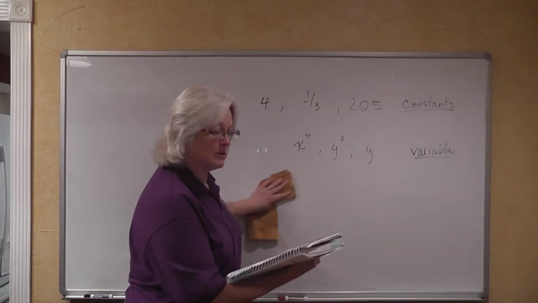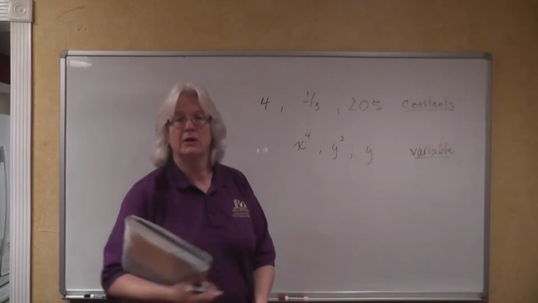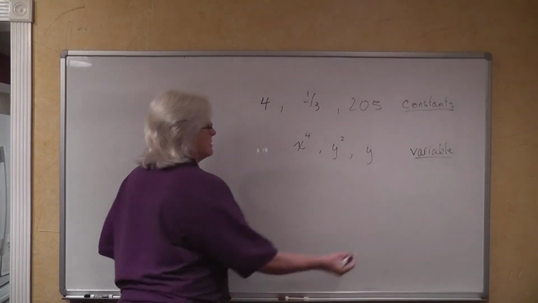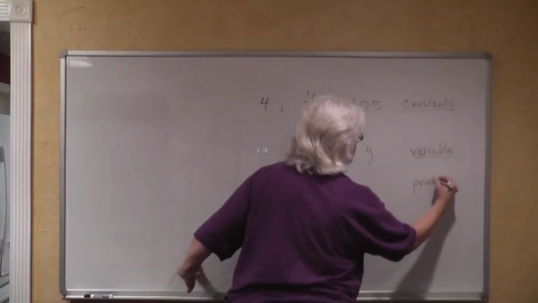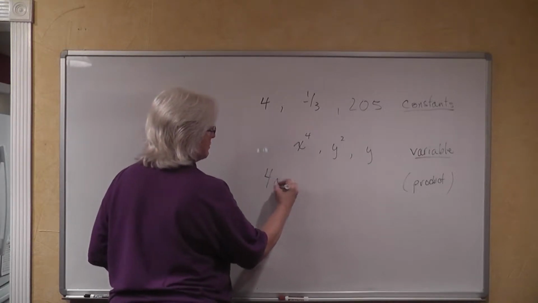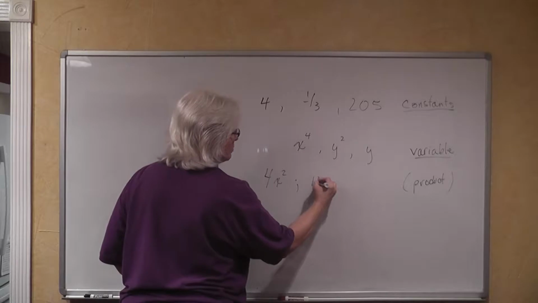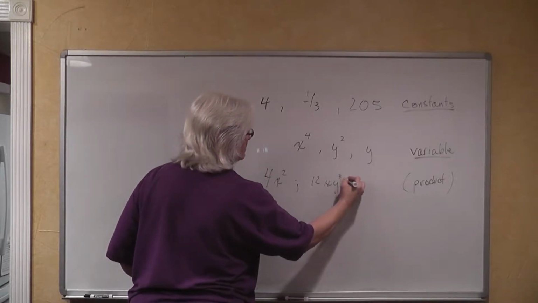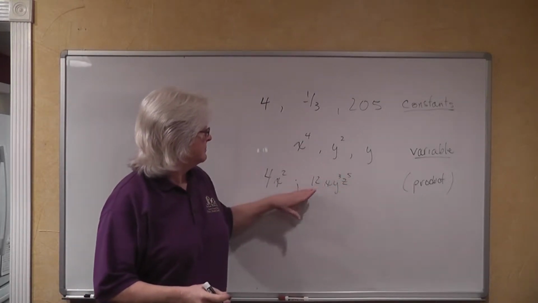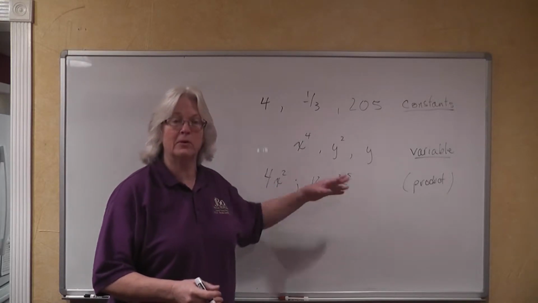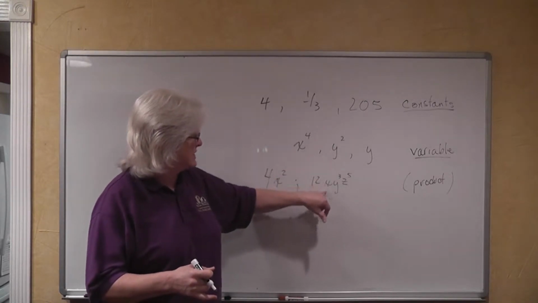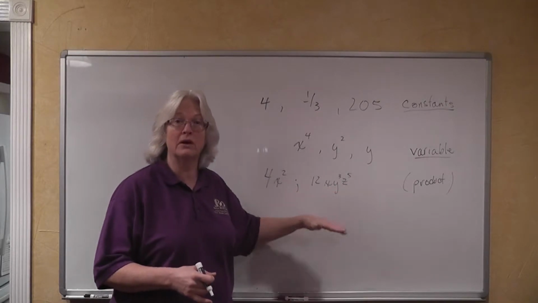Okay, so we had variables, and then we have the product of one or more variables and a constant. So I'll just put that these are products over here. That could be something that looks like 4x squared. It could be 12xy cubed z to the fifth. It's any combination of constants and variables that are expressed as a product. Any product, any combination of factors, 12 times x times y squared times z squared. These are what they call terms.